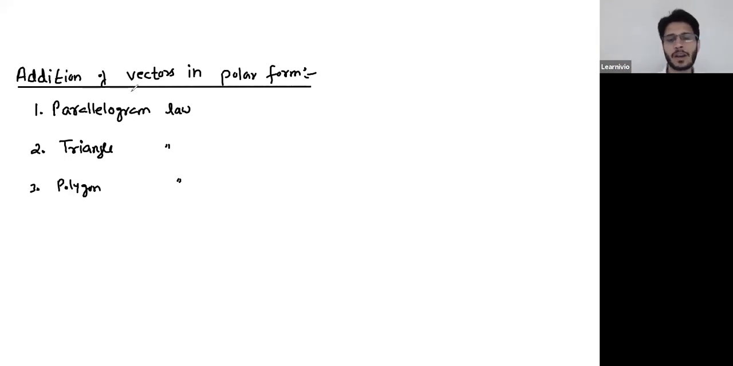If vectors are given in Cartesian form, then addition is very straightforward. Keep on adding i cap, j cap, and k cap. But if your vectors are not in Cartesian form, then to add these vectors you will need one of these laws: either the parallelogram law, triangle law, or polygon law.